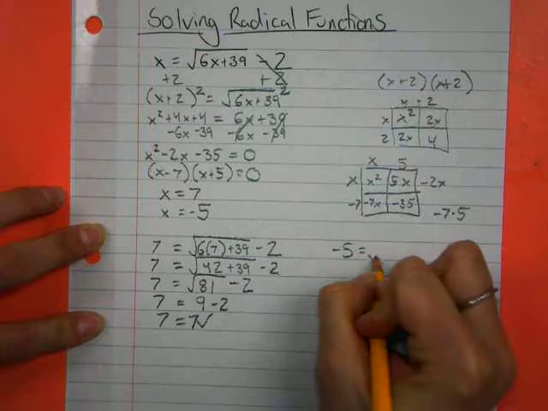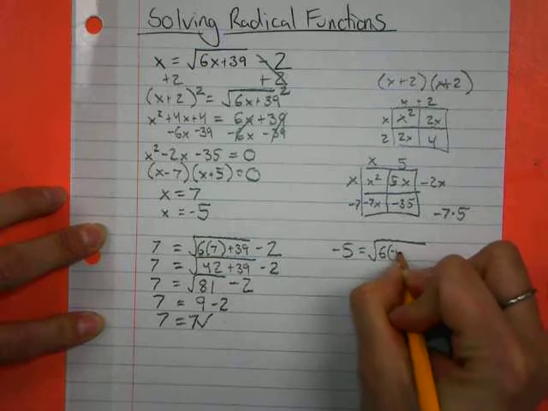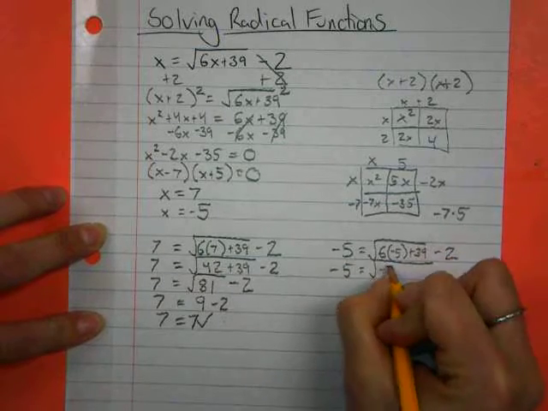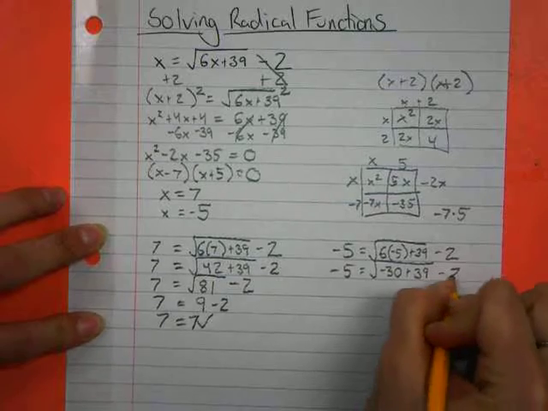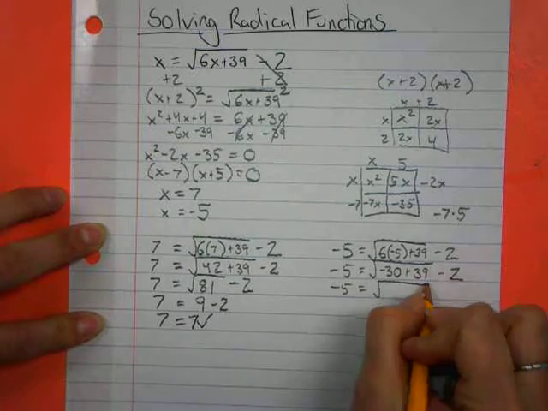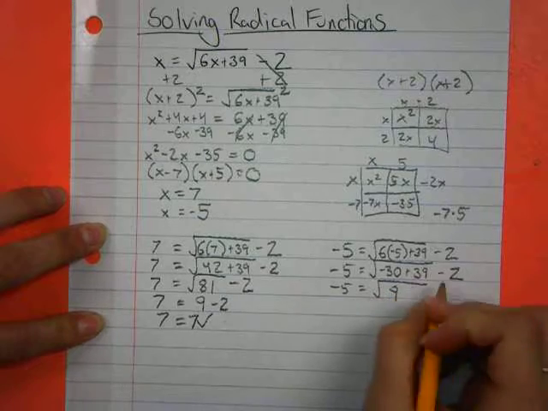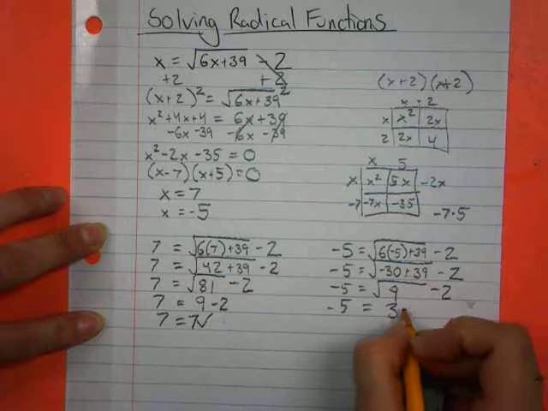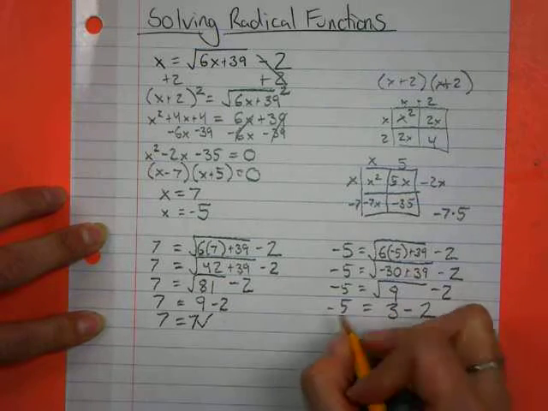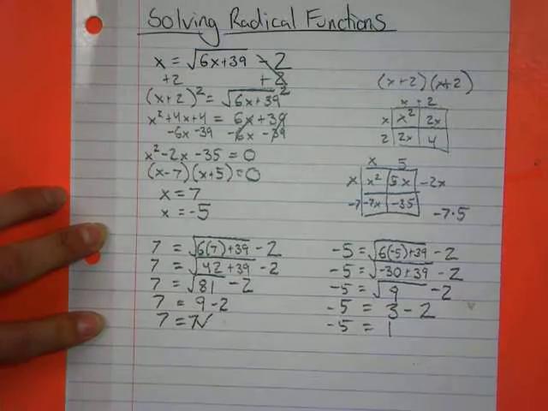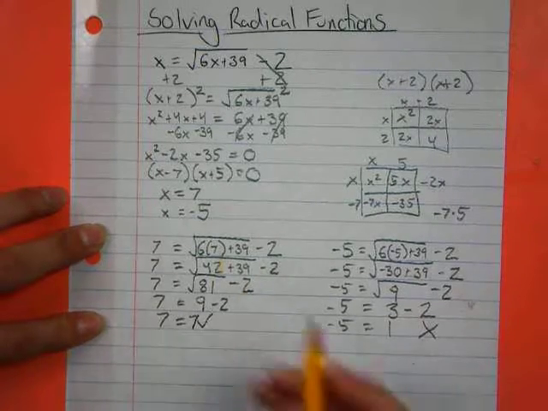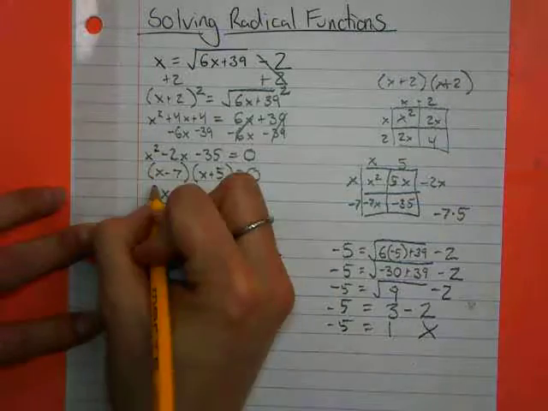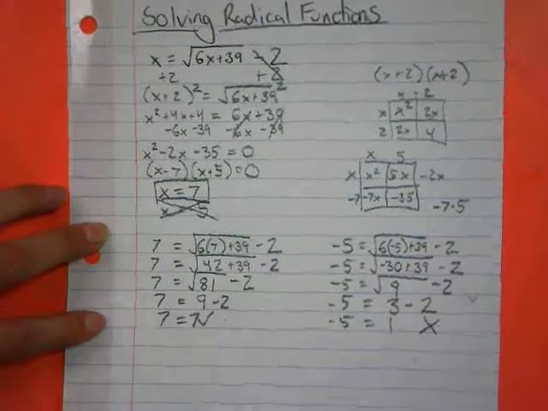Negative 5 equals the square root of 6 times negative 5 plus 39 minus 2. So I end up with negative 30 plus 39 minus 2. And that would be the square root of positive 9 when I add these together. So I get the square root of 9 is 3 minus 2. And 3 minus 2 is equal to 1, not equal to negative 5. So this solution is actually extraneous. We're going to cross it off, and our only solution to this radical function is going to be x equals 7.